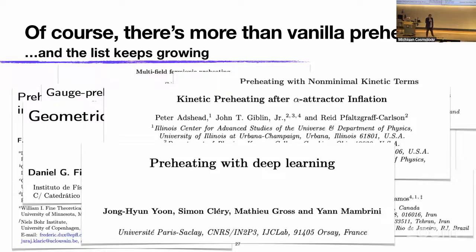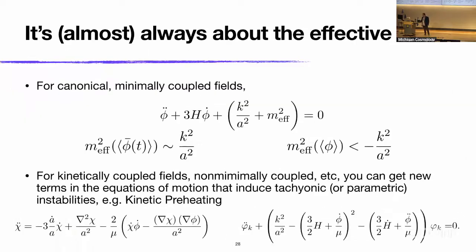There are lots of places where we've discovered, by doing the problem, that instability bands occur. And the existence of these instability bands, or the existence of preheating in these scenarios, just happens because of the model, and it's something that we can't really avoid. And it's something that we really have to understand.